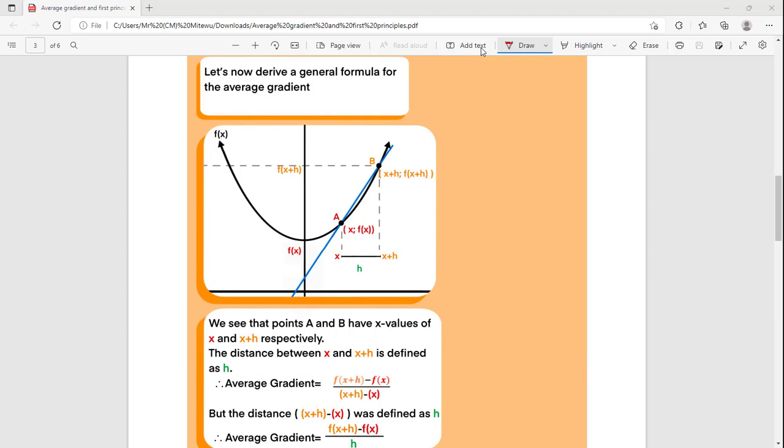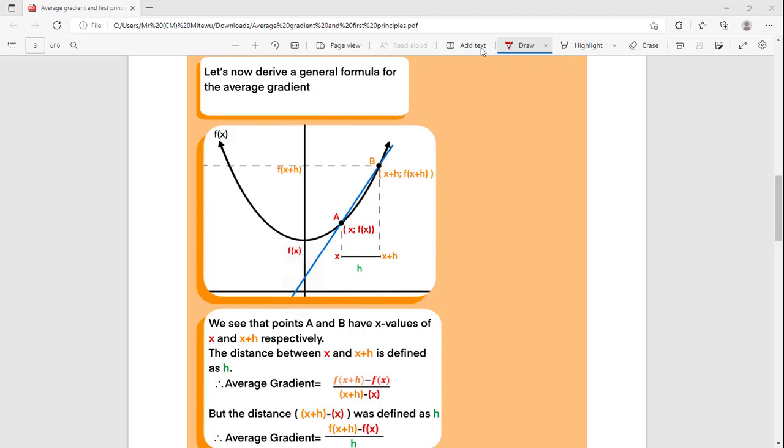So with that information, we can derive a general formula for the average gradient. Let's assume that point A has x value called x. Then in normal function notation, the y value associated with that x value would be called f of x. But what if I add a certain distance of h? So let's say it was 1, and then I added a distance of 2. Well, then this would be 1 plus 2, in other words, x plus h to generalize.